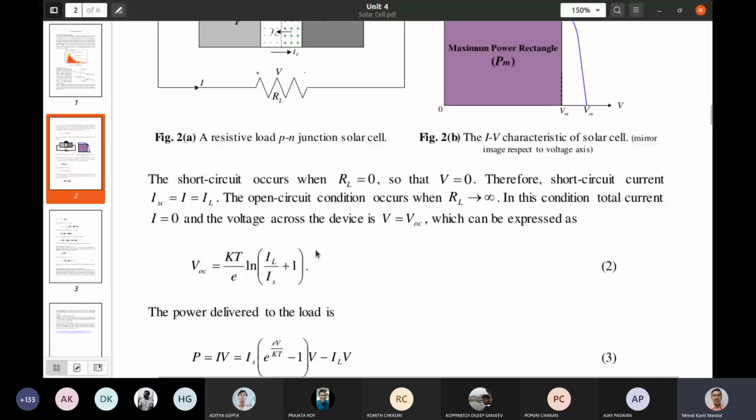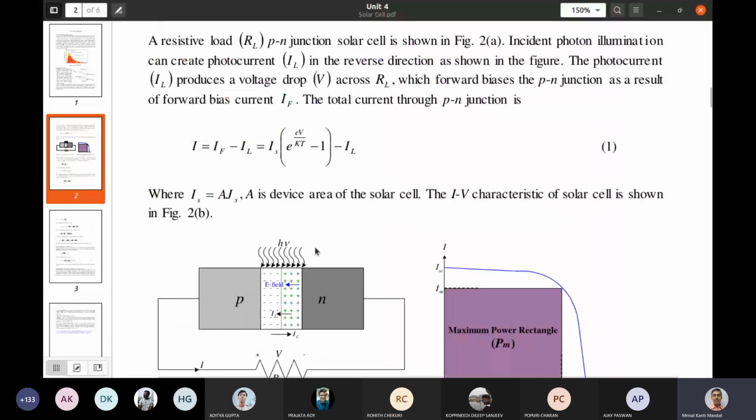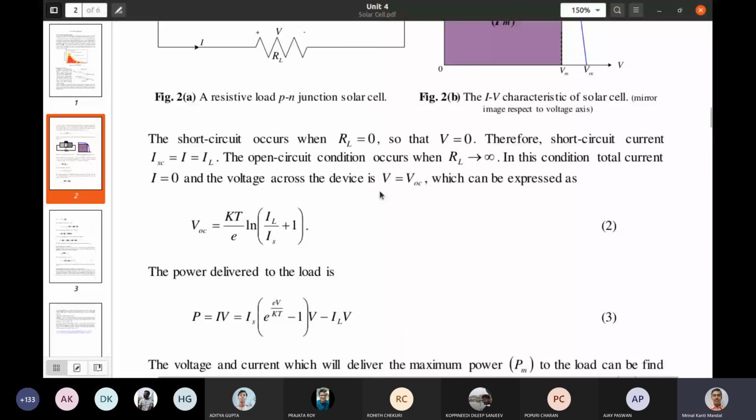calculated by using this. If we put current equal to 0, then this quantity equals 0. So that means IL divided by IS plus 1. Then if you take log of that, we calculate V equal to KT by E ln (IL by IS plus 1). So this is the open circuit voltage.